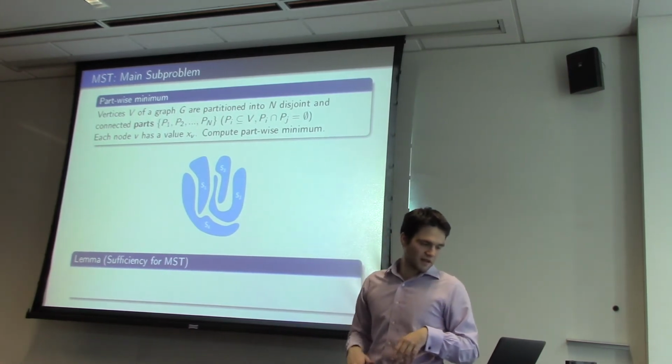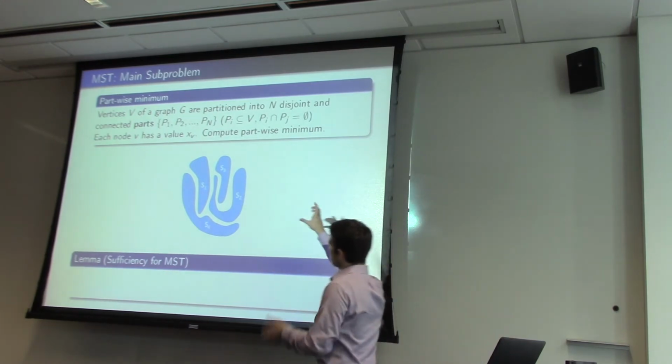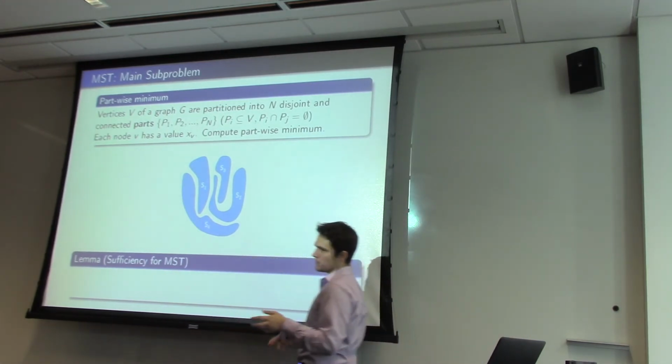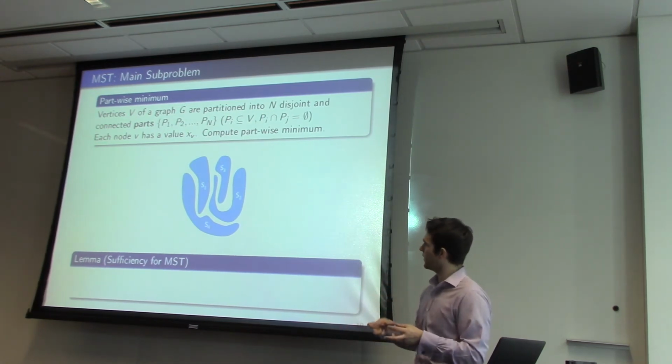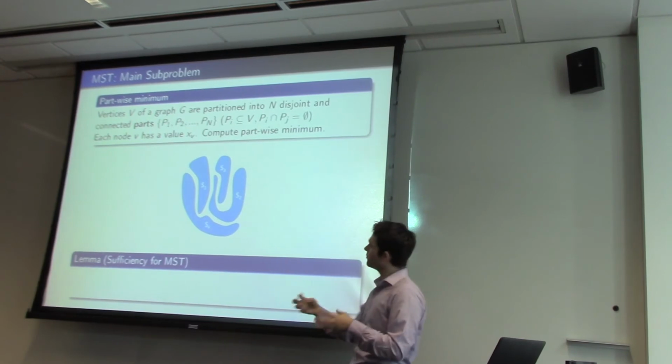So this is how it looks. You have a graph, but then you have a vertex partition. It can be strangely shaped. You cannot really control how the parts look. And you want to compute the minimum within each part.